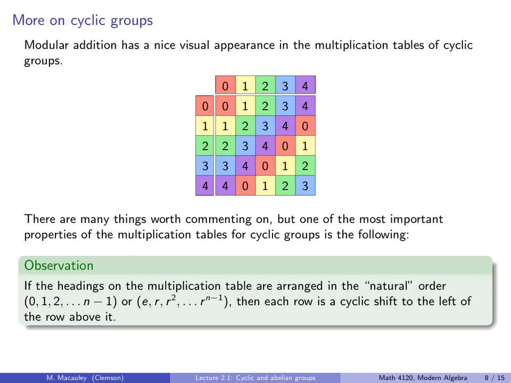But one of the most important properties of the multiplication tables for cyclic groups is the following, the one you've probably already noticed. If the headings on the multiplication table are arranged in the natural order like it is above, I don't care if you want to use additive notation or multiplicative notation, then each row is a cyclic shift to the left of the row above it. And this is probably something that you already noticed back in elementary school when you had addition tables up on your wall. Do you see why this happens? Of course you do.